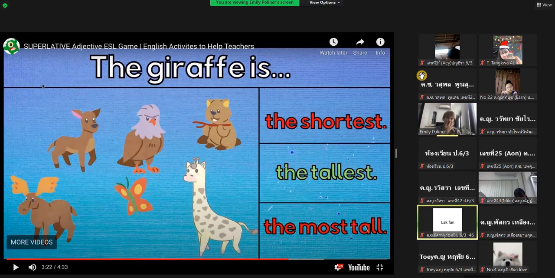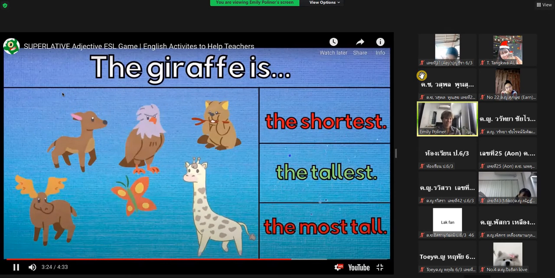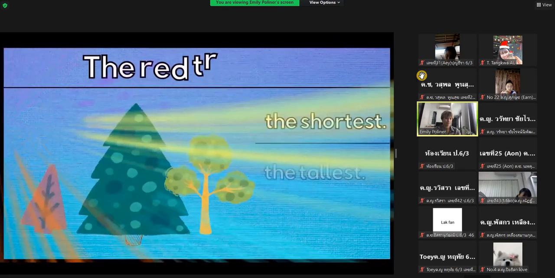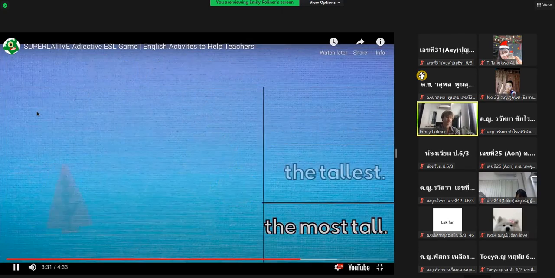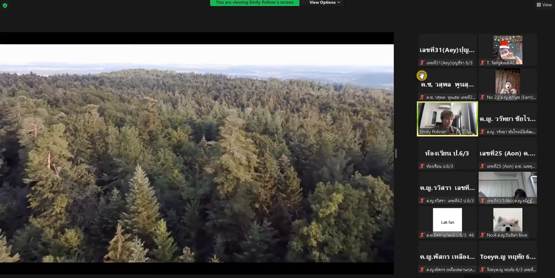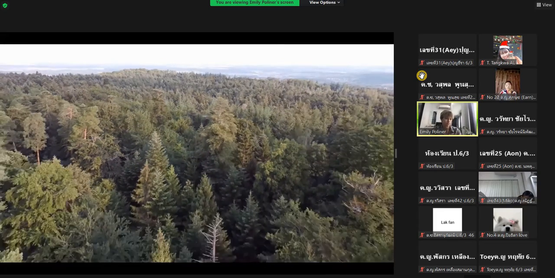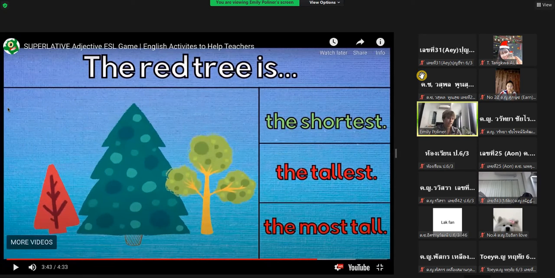The dwarf is the tallest. Yes, the tallest. Very good. The red tree is the shortest. Very good, the shortest.